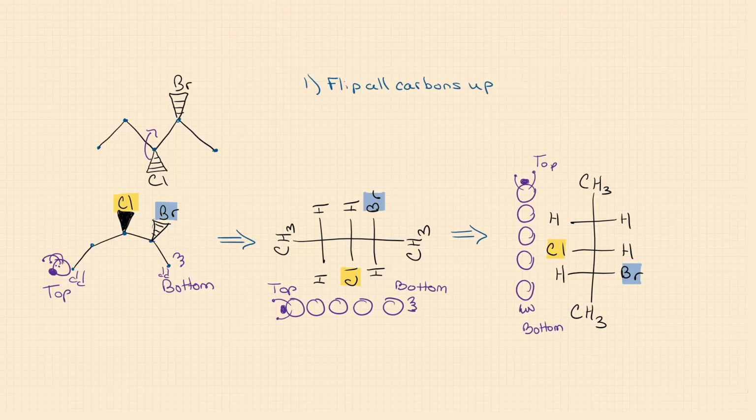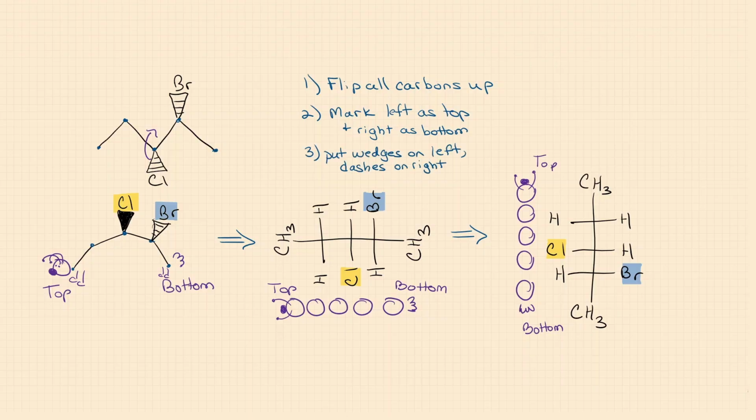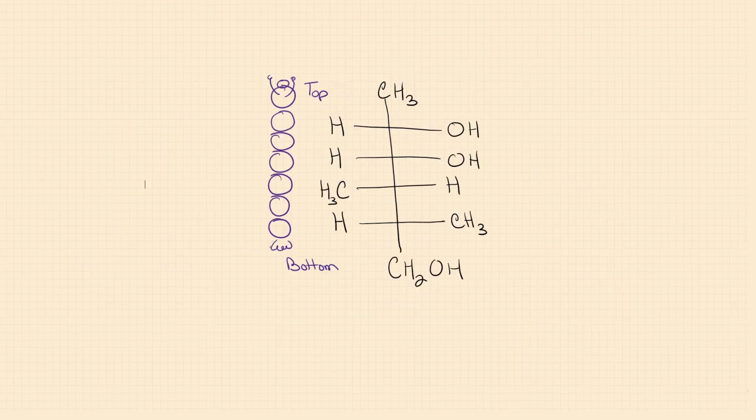Summing that all up, we 1. Flipped all our carbons up, 2. Marked the leftmost carbon as the top and the rightmost carbon as the bottom, and 3. Put all the wedges on the left and all the dashes on the right of our Fischer projection. What about going the other way?